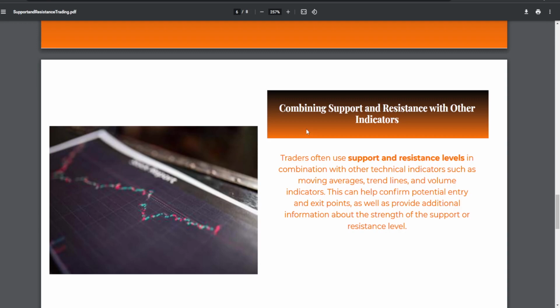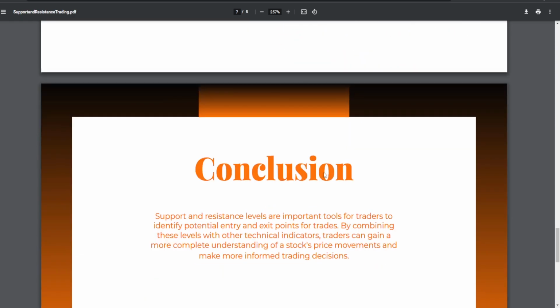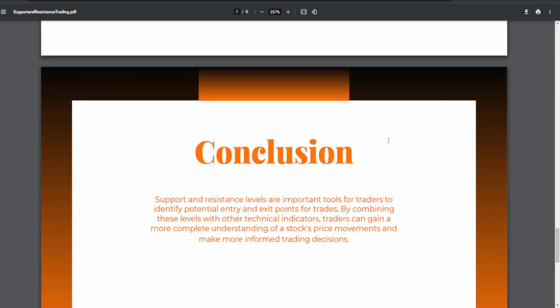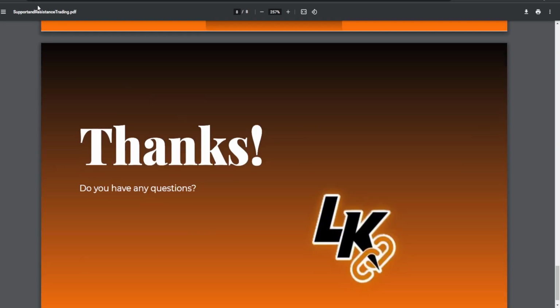We could obviously combine support and resistance levels with other indicators to help us with our trading. You can use other technical indicators such as volume. You can use EMAs. You can use a bunch of other things as well. But at its core, you don't really need much. All you need is a little bit of time to just identify support and resistance levels. And this is a conclusion. Okay, let's just hop into a live chart right now.